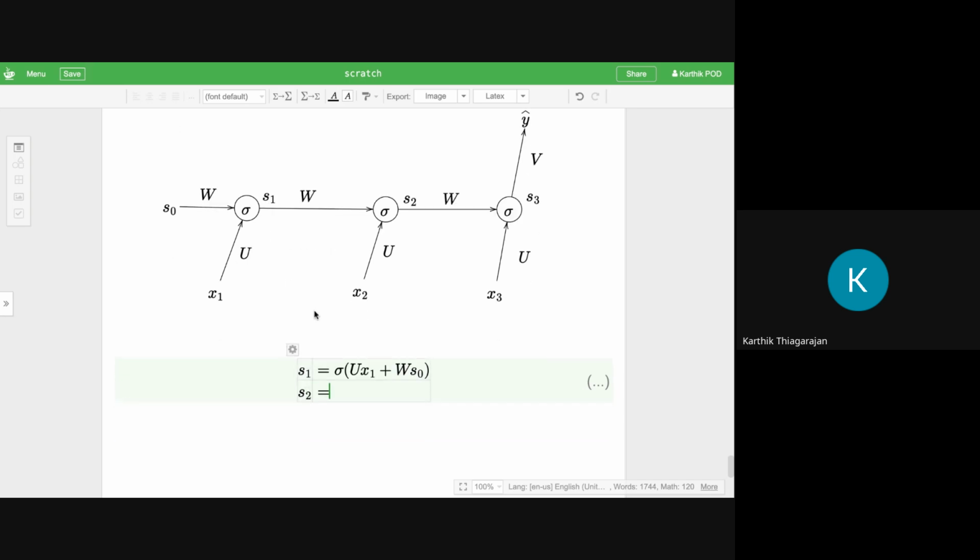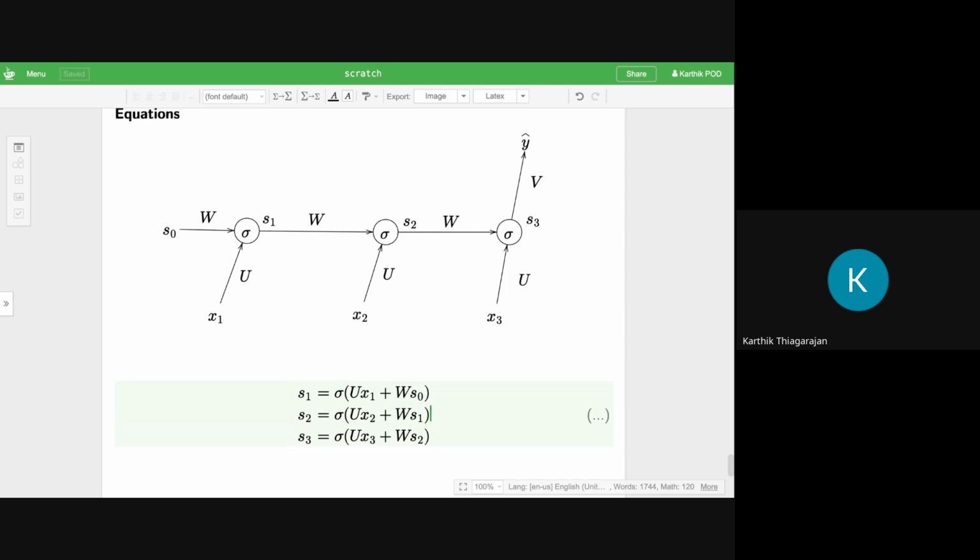So what will S2 be? First you do a linear combination, so you do U x2, and then W S1. So there's W, and from the previous time step you get S1, and then you apply a sigmoid. That is S2. Then you have S3, which is sigma of, similarly, U x3 plus W S2. That's S3. Once you have computed S3, that's the last word in your input sentence.